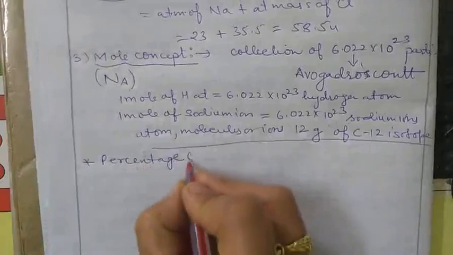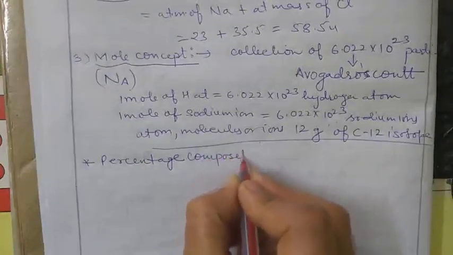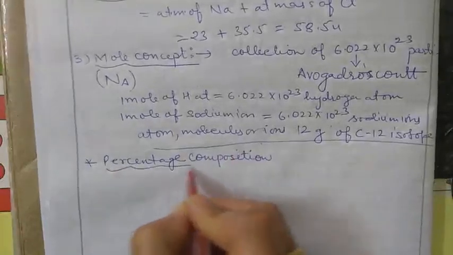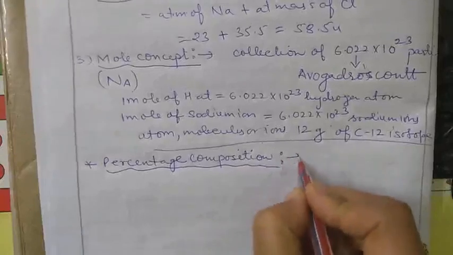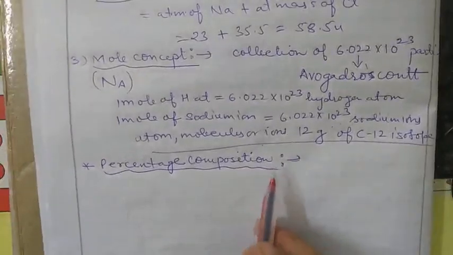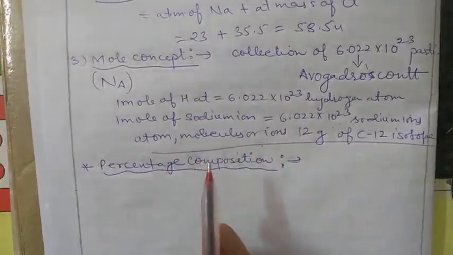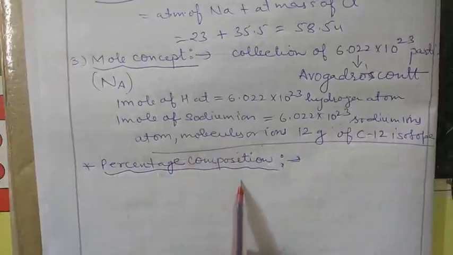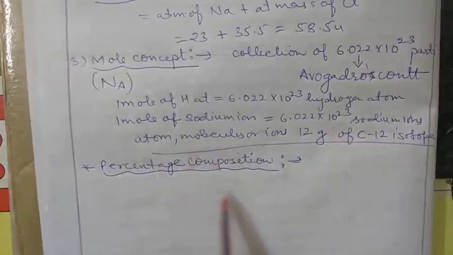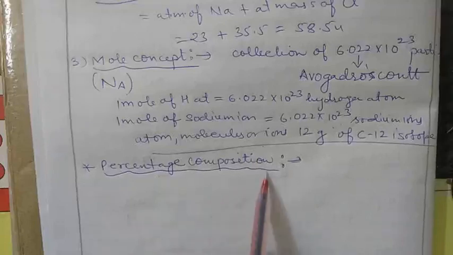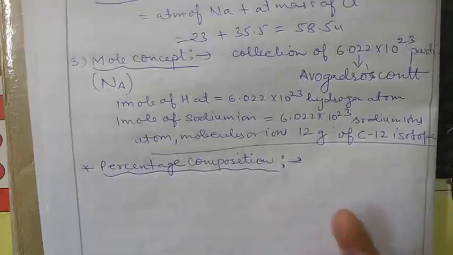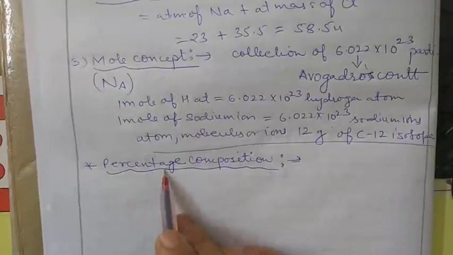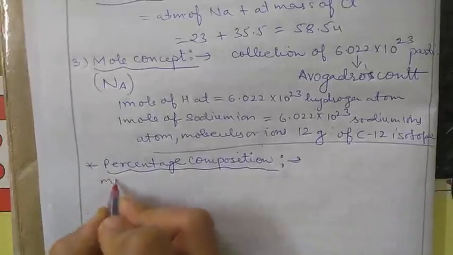Now the next topic is percentage composition. Okay, this is the next topic, percentage composition. Clear? So to determine the molecular formula of a compound, we begin by measuring the mass percentage of each element present in the compound. So the composition is generally expressed as a mass percentage composition.